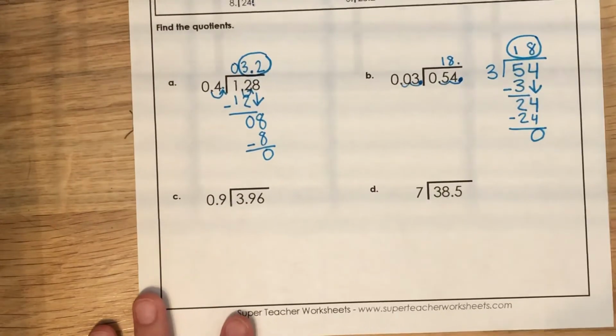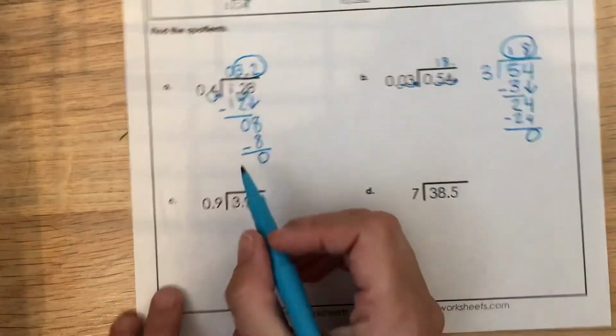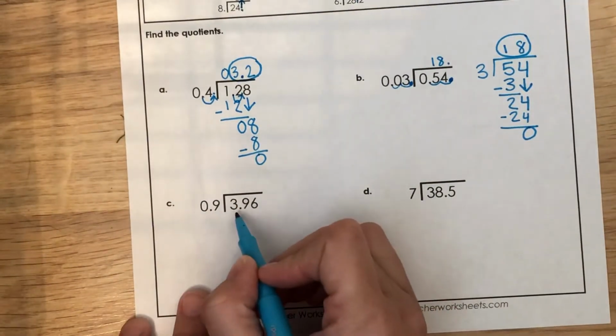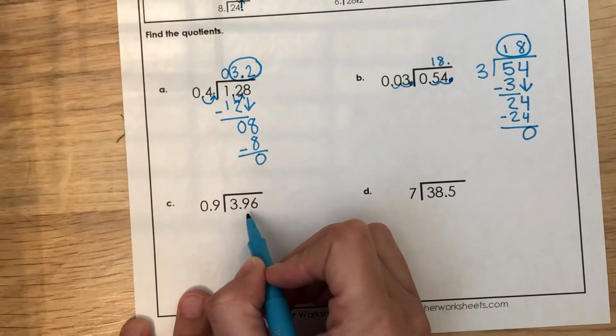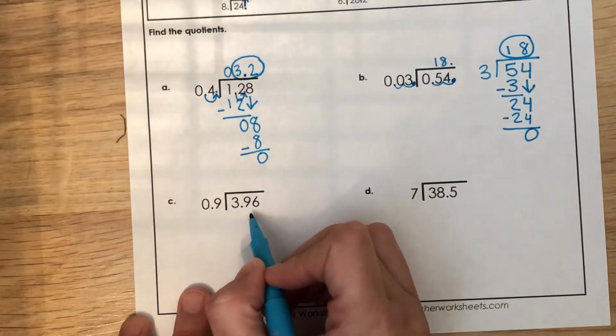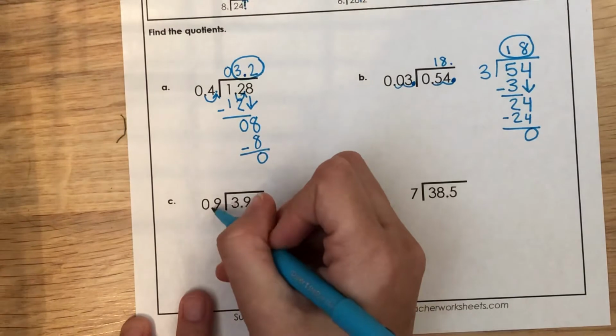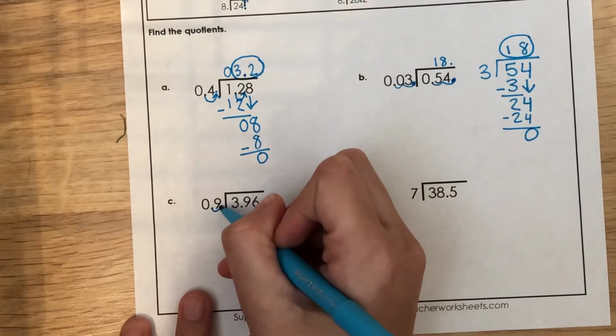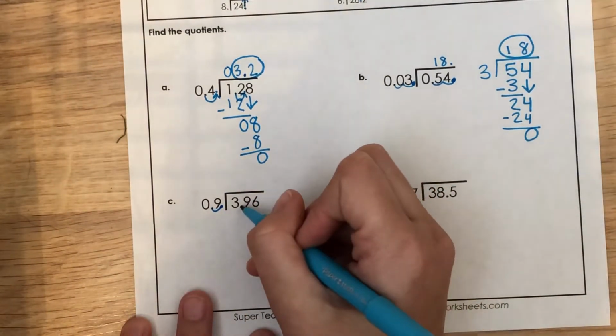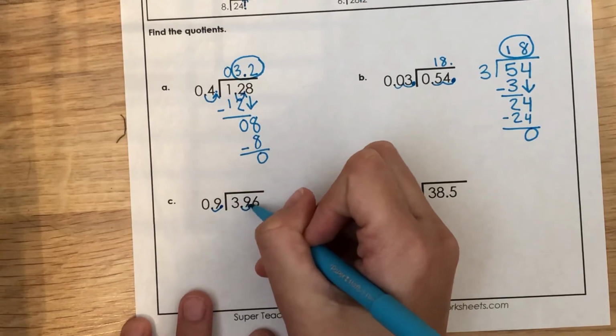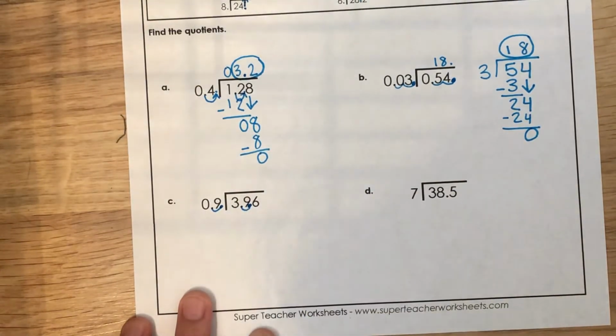And we have 2 more examples on this page. So we have 9 hundredths into 3 and 9 tenths into 3 and 96 hundredths. We'll move our decimal point over 1 place for 9 and 1 place to make 39 and 6 hundredths.